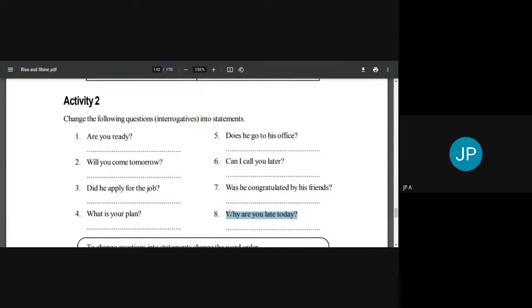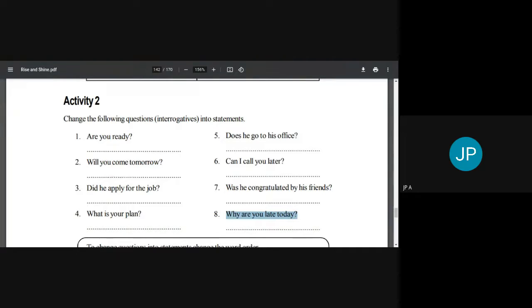And the next one also. Why are you late today? So we can remove that. With such WH questions, you have to remove the question mark and also remove the why, unless you make it into a reported speech, then you can use that why in the reported speech. But when you are making it into a statement, you can remove the why.